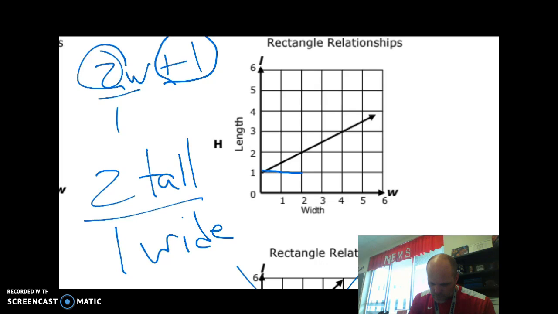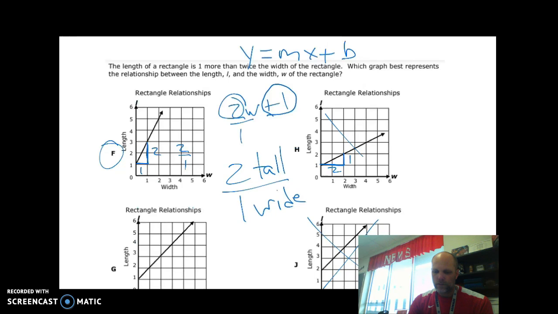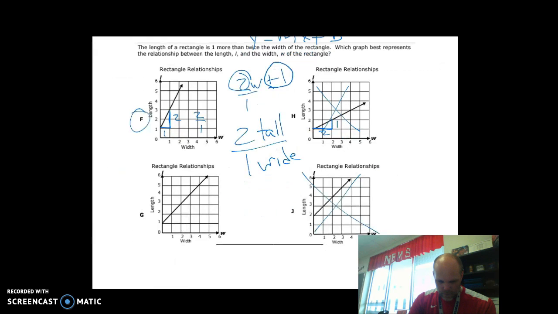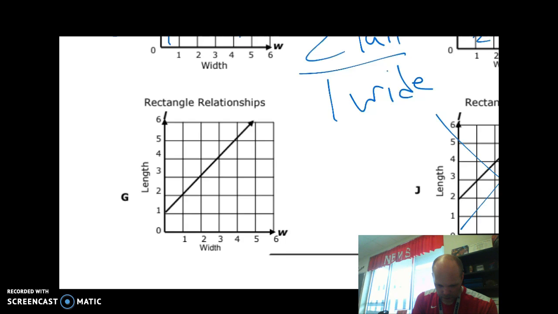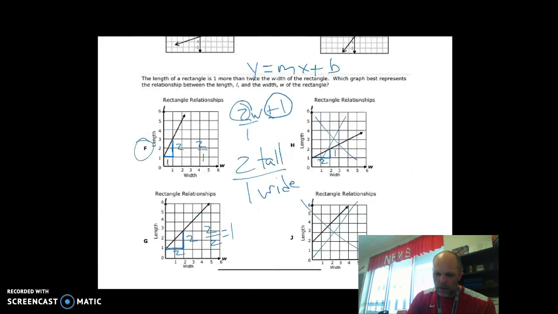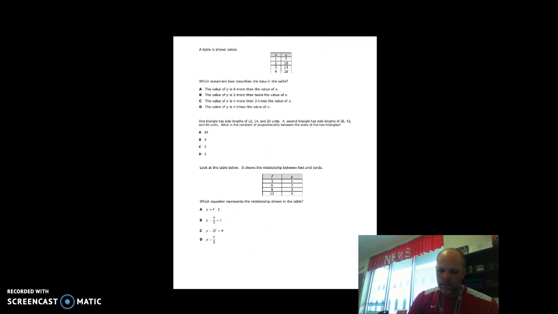It wouldn't be H. How tall is H? H is like 1. Yeah, 1. How long is it? 2. Oh, so that's backwards. That's 1 over 2. And then G, if we turn that into a triangle, how tall is it? 2. How wide is it? 2. So that's 2 over 2, which is 1. Yeah, we don't need 1. We need 2. All right. Next.